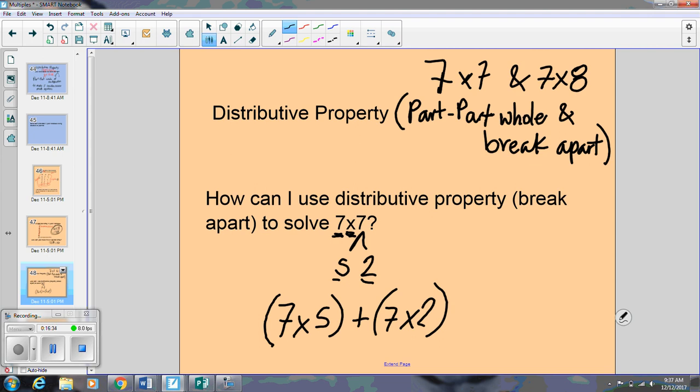Let's solve our parentheses. 7 times 5. I should see everybody's hand in the air because you have memorized your 5s. Kaylin? 35. Plus 7 times 2, which I should also see everybody's hands in the air because you memorized your 2s. Dylan? 14. Alright, now add those two products together. 35 plus 14.